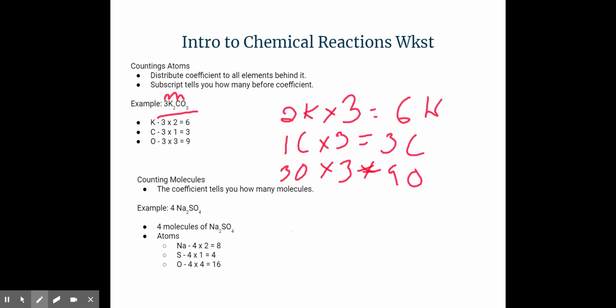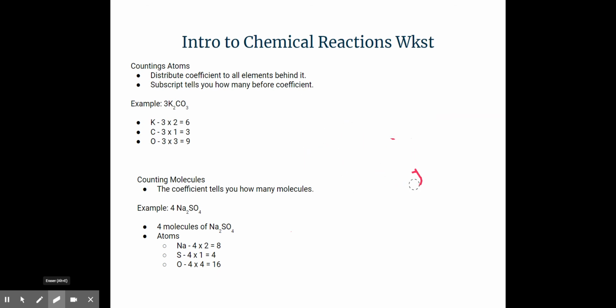Now, when it comes to counting molecules, it's on the same route, except the coefficient tells you how many of the molecule you have. So again, that 4 tells you that you have 4 Na2SO4 molecules. And then when you want to count the atoms, the coefficient gets distributed and multiplied by the subscript. So for example, 4 times 2 gives you sodium, so you have 8. 4 times 1 gives you 4 sulfurs, and 4 times 4 gives you 16 oxygens.